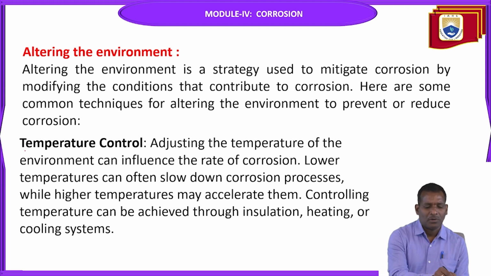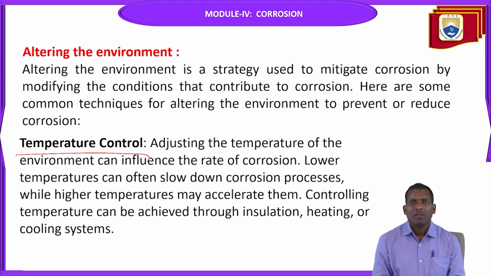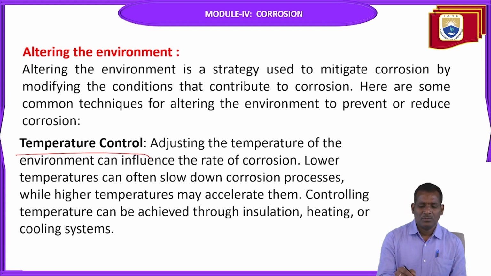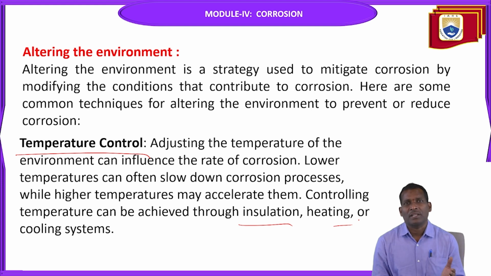One is temperature control. Adjusting the temperature of the environment can influence the rate of corrosion. Lower temperatures can often slow down the corrosion process, while higher temperatures may accelerate it. Controlling temperature can be achieved through insulation, heating, or cooling systems. You can control this temperature.